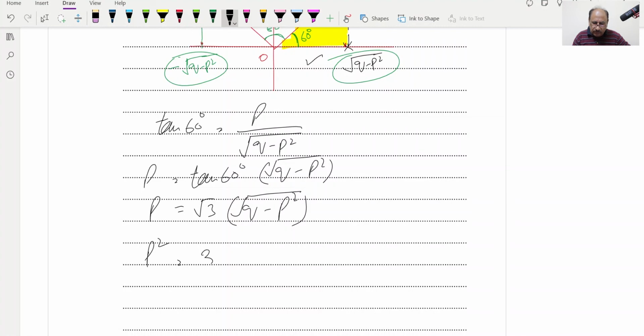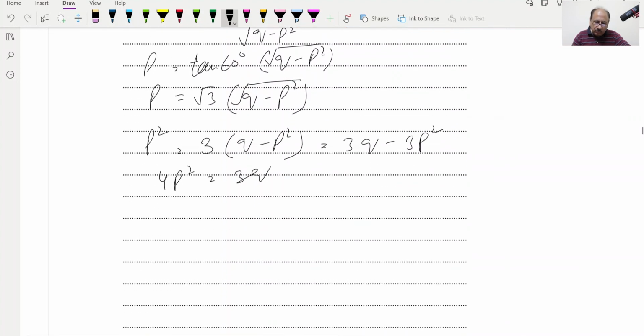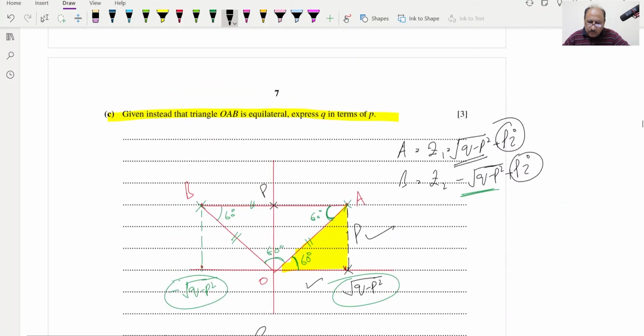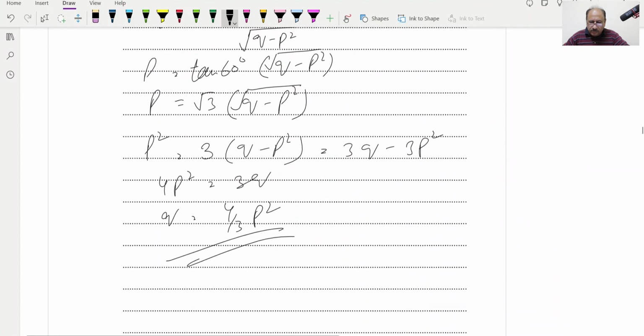So square of 3 under root will be 3, and square of this one will be (Q minus P) squared. So the under root is gone, and now we can multiply this. This will be 3Q minus 3 minus 3P squared, and we can shift P squared to the side, so it will be 4P squared is equal to 3Q, and Q will be equal to what? Q will be equal to 4 by 3 P squared, and this is the Q in terms of P. Hopefully you understood this.